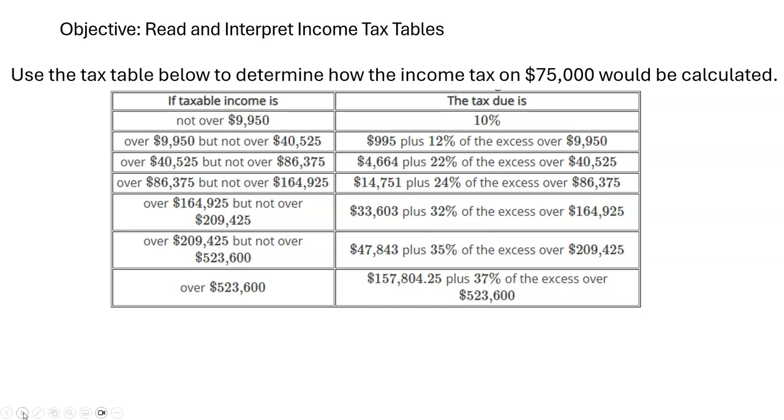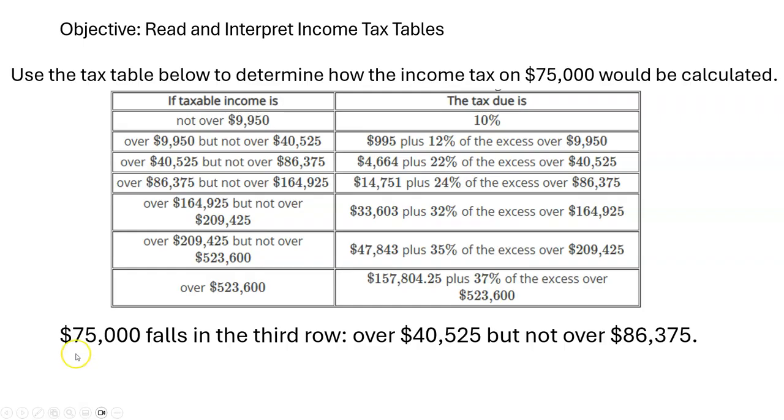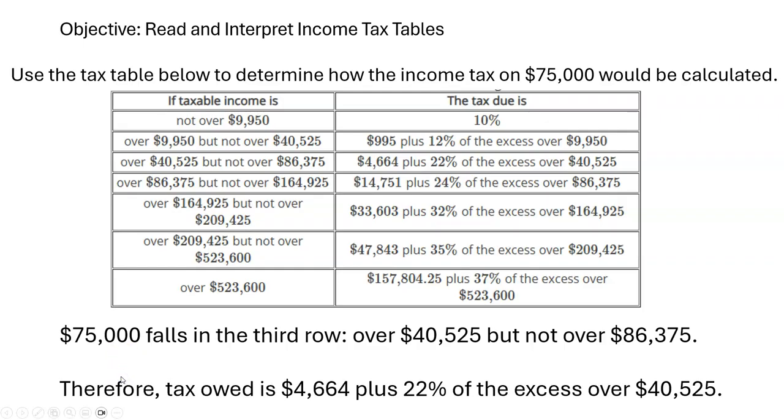So we're going to use this tax table below to determine how the income tax on $75,000 would be calculated. Just thinking through this process, first, we know that $75,000 falls in the third row, where it says the income is over $40,525 but not over $86,375. We know $75,000 falls in between.